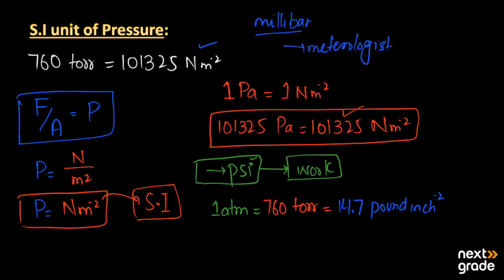According to the nature of the work, different workers use different units of pressure. Mainly, for chemical calculations we will use Newton per meter square, which is the SI unit, or the system international unit, of pressure. So this is all about the units of pressure.